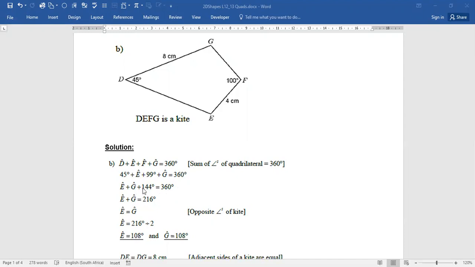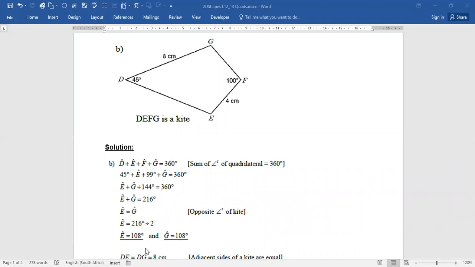Remember, we did in algebra, plus 144 moves across the equal sign, it's minus 144. So 360 minus 144 gives you 216. Now angle E is equal to angle G. The values for these two angles are the same. So we divide by 2, so they're 108 degrees each.